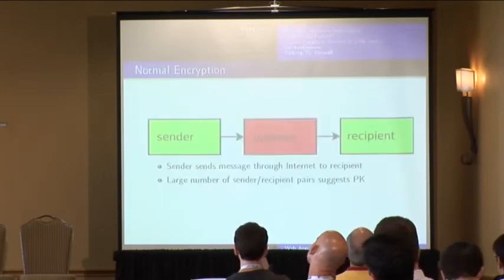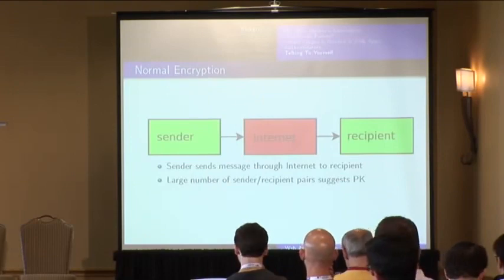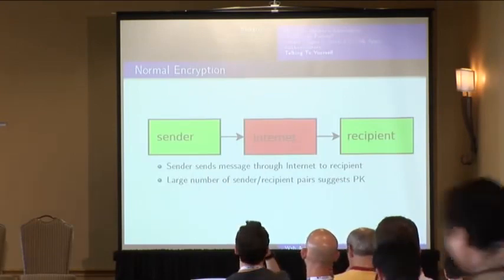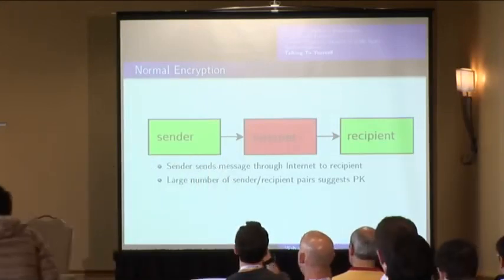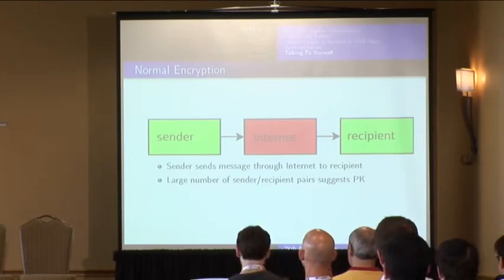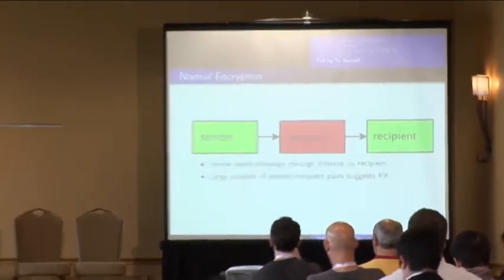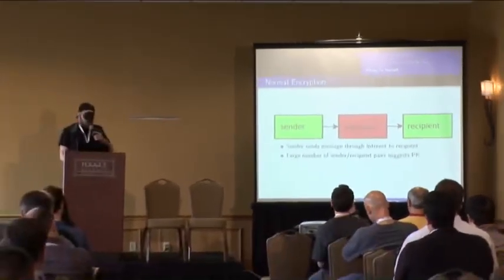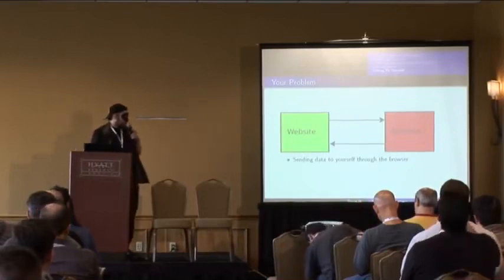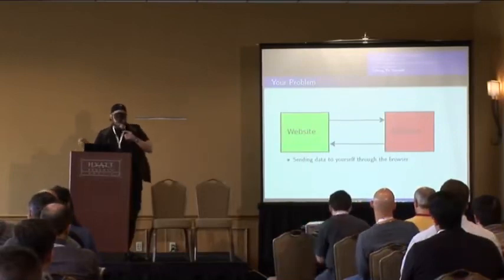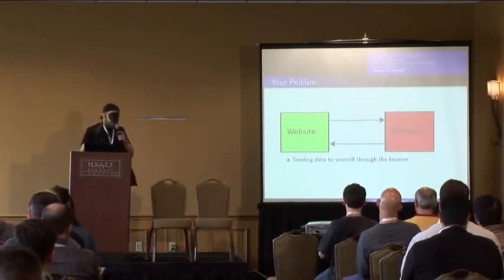But with encryption, you're normally sending through the internet, the untrusted medium, to the recipient, right? And when you have a large number of sender and recipient pairs, you tend to use public key crypto in order to reduce the key management. That's really the only reason to use public key crypto: for key management. So if you don't have a large number of sender-recipient pairs, you're better off with symmetric. But what we have is something a little bit different. We have a website that sends data to the browser and just wants to get that same data back, okay? So we don't have a separate sender and recipient.